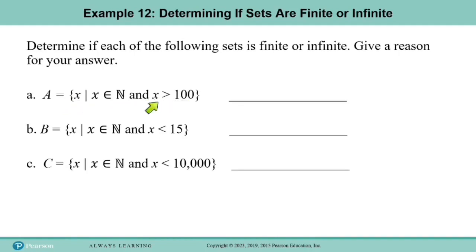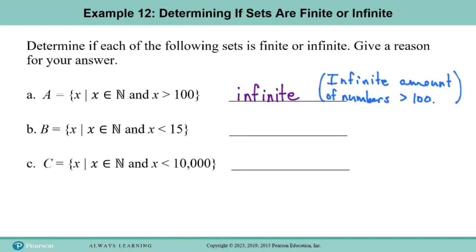Now, there is an infinite supply of natural numbers that are greater than 100. So you'd start with 101, 102, 103, and so on, and it would never end. So we will say that this is an infinite set, and the reason is that there are an infinite amount of numbers that are greater than 100.